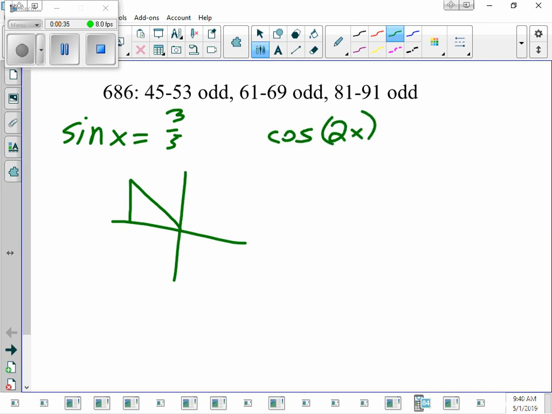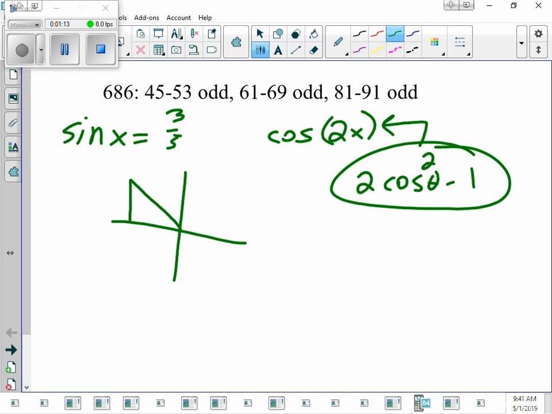Well, I need to look at the double angle formula. So double angle formula, kind of middle of the page. The cosine of 2 theta is either cosine squared minus sine squared, 2 cosine squared minus 1, or 1 minus 2 sine squared. Okay? Doesn't matter which one I use, so I'm going to pick the middle one, which is 2 cosine squared minus 1. So I'm going to use that to figure out what this is.